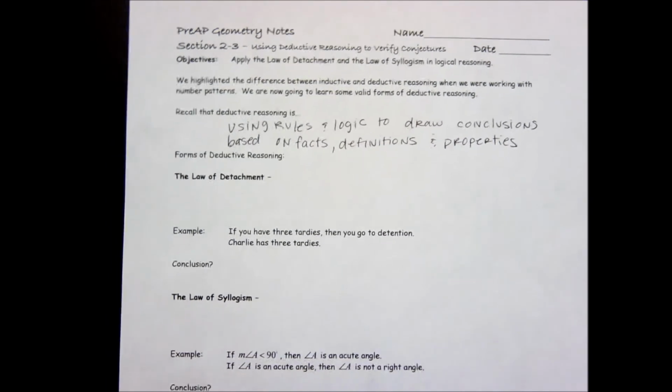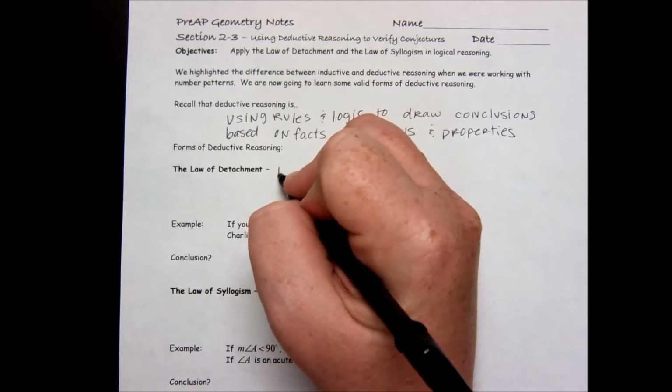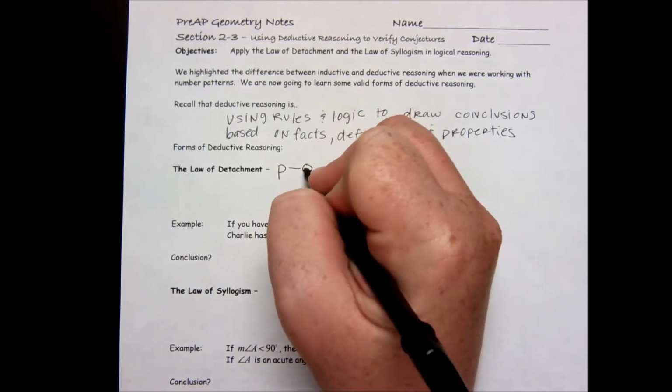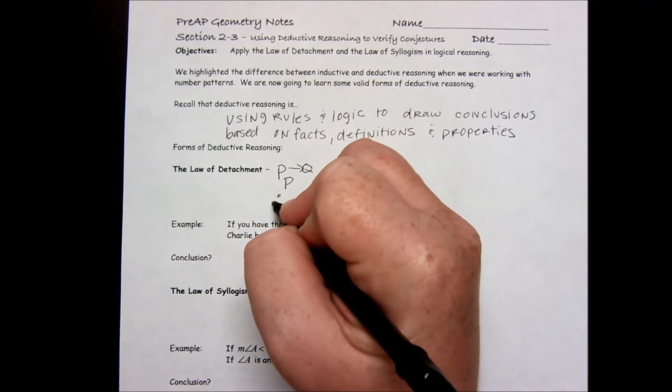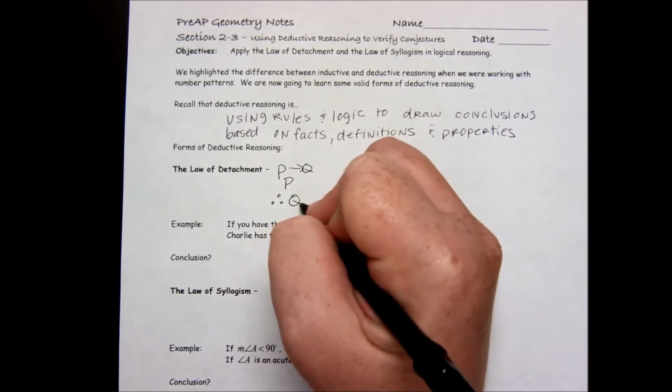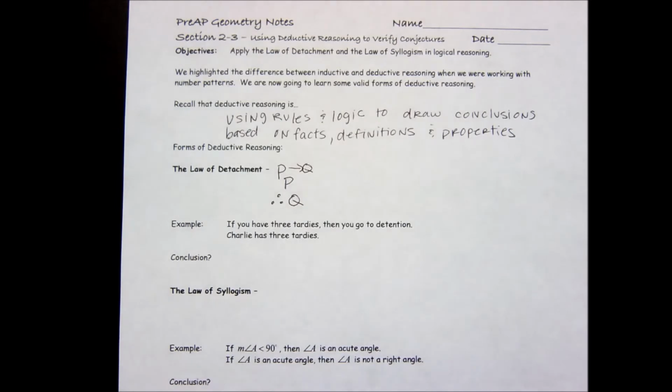The law of detachment says that if P happens, Q happens. So when P does happen, we know that, therefore, Q is going to happen. Remember we talked about P's and Q's in last class. P is some sort of hypothesis, what we think, and Q is the conclusion. So if the hypothesis happens, the Q will happen.